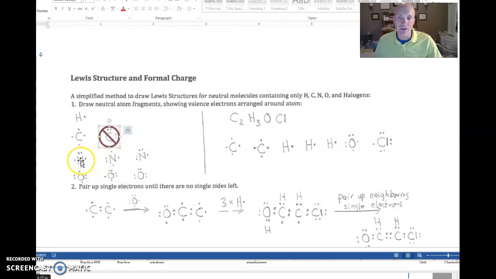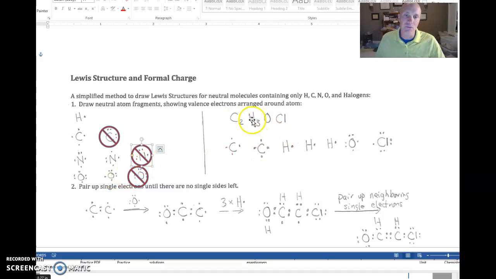All right, nitrogen would have 5. This right here would be acceptable. This right here would be acceptable, but this right here would not be acceptable. All right, so get used to the idea that if you have 2 on any side, you need to have at least 1 on all the sides. All right, so that's not going to be good. All right, neither would this one right here for oxygen. All right, so you do have some freedom in how you draw these, but there are some incorrect ways.